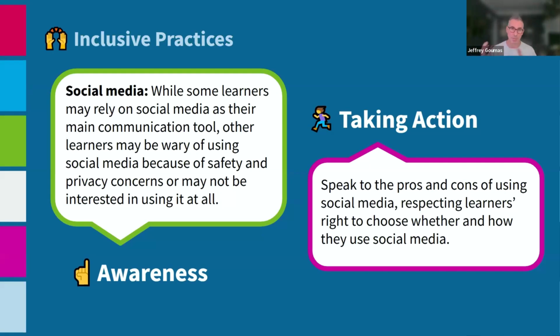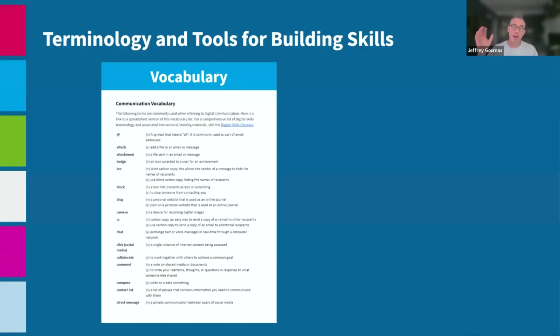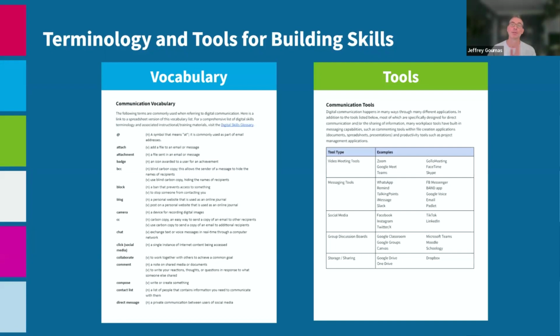So all of the domains have a set of inclusive practices that provide these practical actions that programs and practitioners can take to make sure that they're being equitable in their development of digital skills. All of the domains also have a vocabulary section. So if you continue to scroll, you'll see there's a set of vocabulary terms for communication, and you'll see there's also a set of tools.